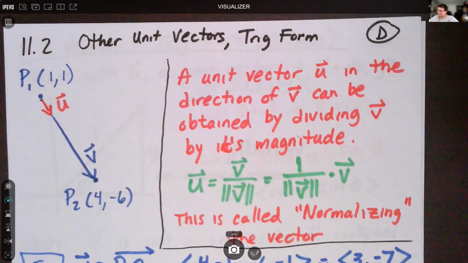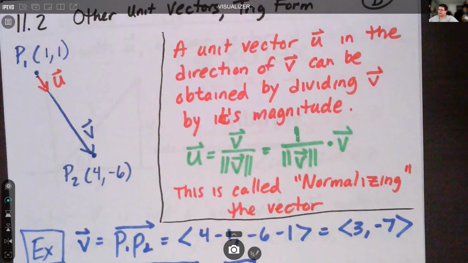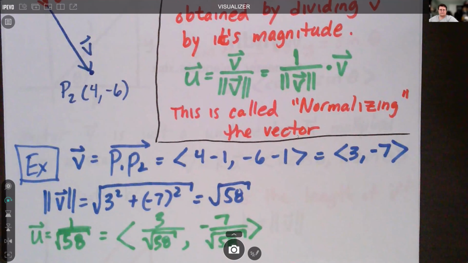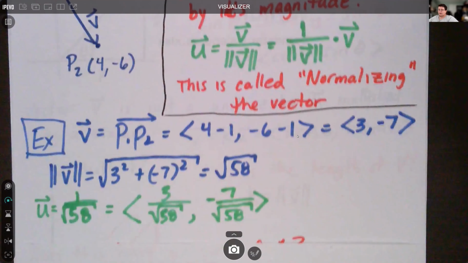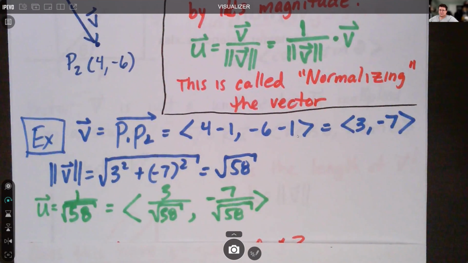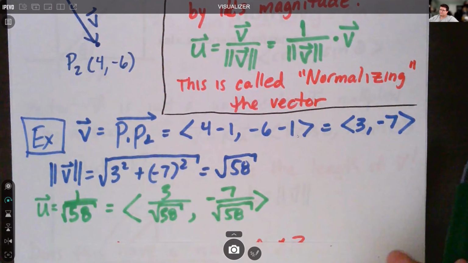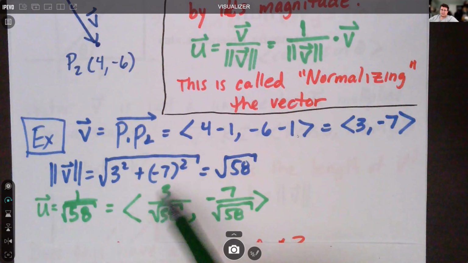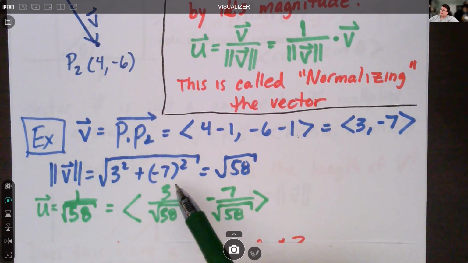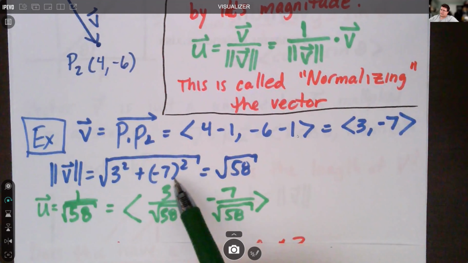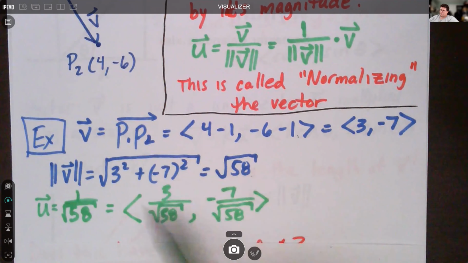So let's go through and look at this individual point. We started at 1, 1, and we go to 4, -6. So I calculate the length of V. Well, I calculate V first. 1, 1 to 4, -6, you do 4 - 1, -6 - 1. The vector V is 3, -7. To find the norm of the vector, we take the sum of the squares of the components and then take the square root of that. 3 squared and -7 squared is 9 and 49, which is 58. So we have the square root of 58.